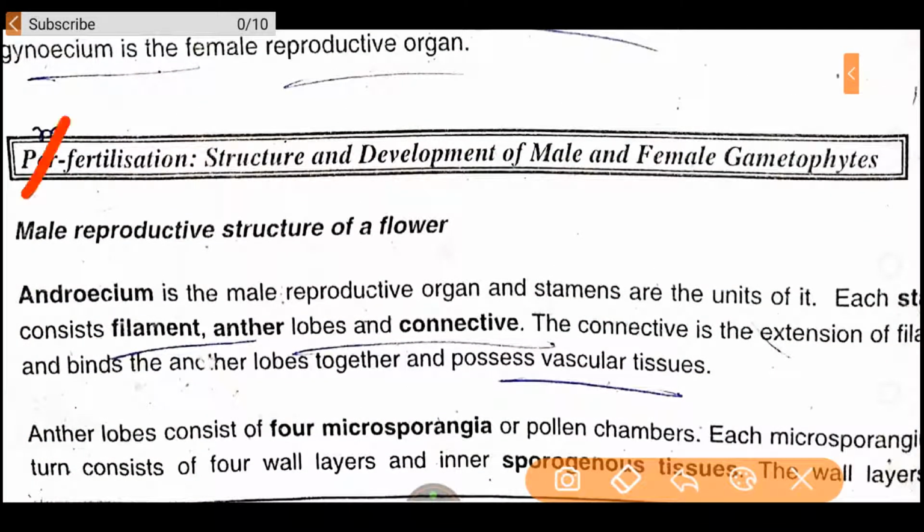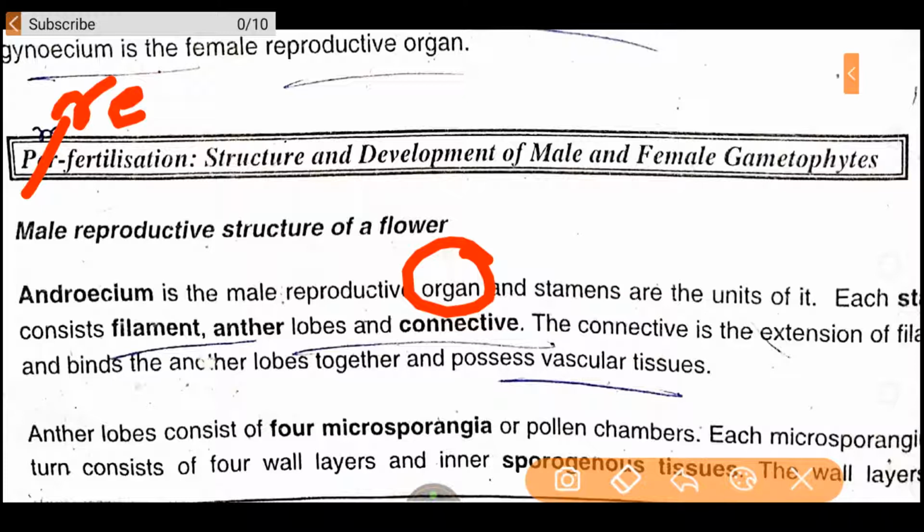Now, this is pre-fertilization structure and development of male and female gametophytes. Male reproductive structure of a flower. Androecium is a male reproductive organ, and stamens are the unit of it. Each stamen consists of filament, anther lobes and connectives.